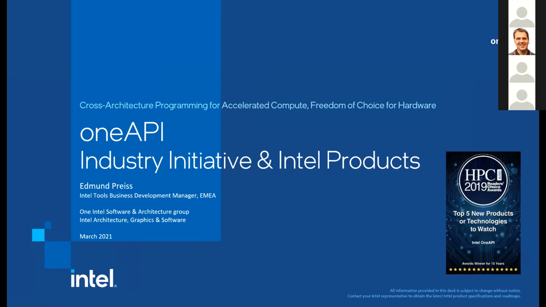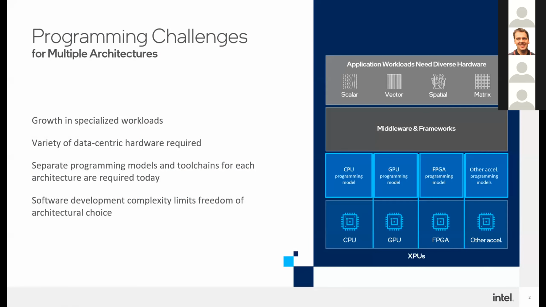So then let me start with the oneAPI introductory slide. So it's talking about a lot of buzzwords, which are also mentioned on this slide. So cross-architectural programming, performance is important, freedom of choice, industry initiative, and the respective oneAPI Intel products. All of these terms are going to come up probably multiple times. So let me set the stage here.